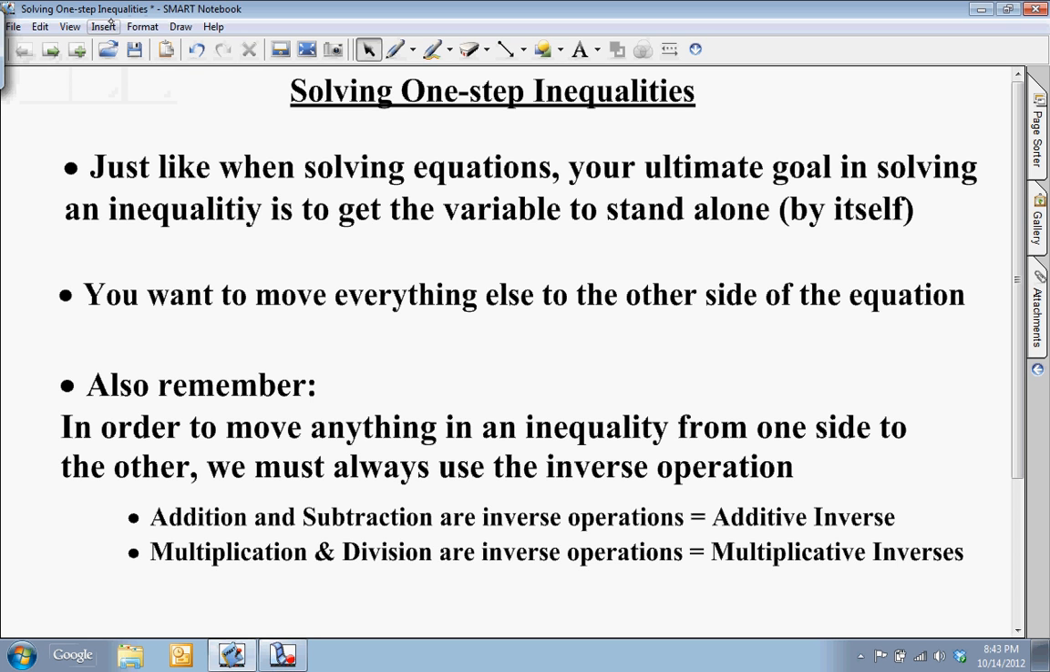This is Coach Neal from Roger Bacon High School, and today we're going to talk about solving one-step inequalities.